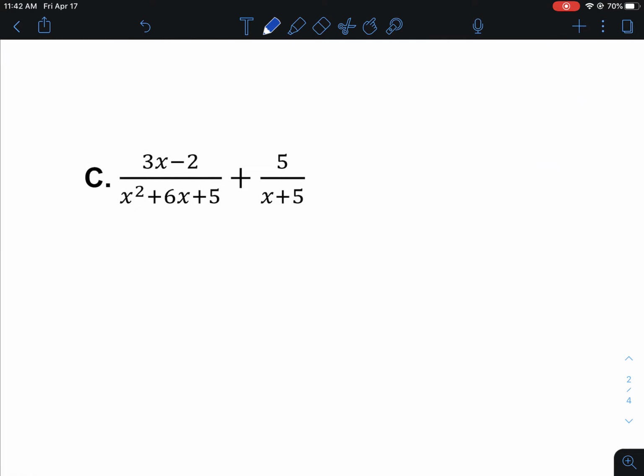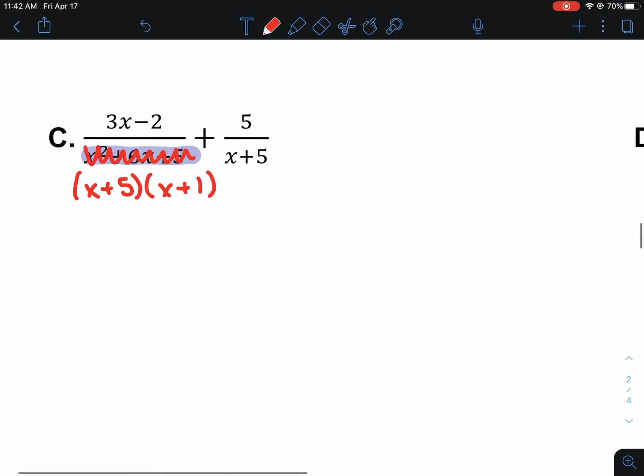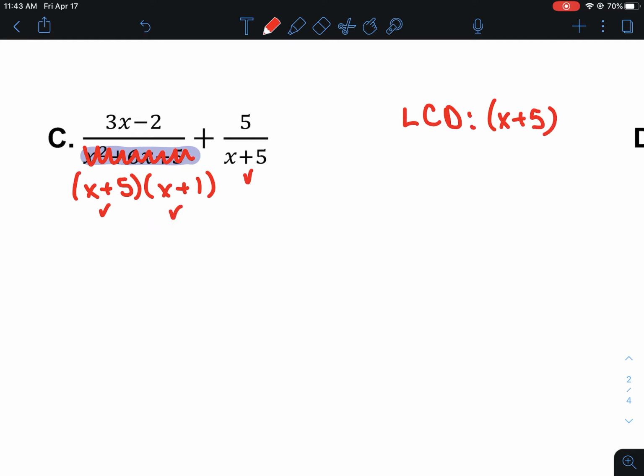All right, it gets a little bit trickier when we have different denominators. The first thing we want to do is factor if we can. What multiplies to give me 5 and adds to give me 6? 5 and 1. So then I'm going to look for what's my LCD. My LCD consists of the factors I have on the bottom. I have an x plus 5. Even though both of them have it, I'm only going to write it once. And I have an x plus 1.